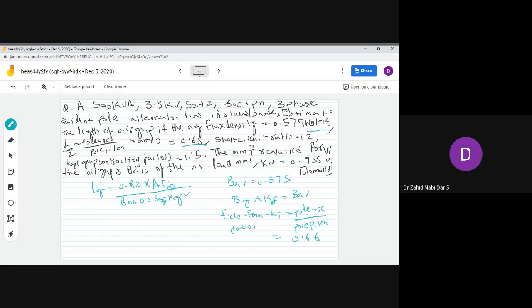It is 0.66. So first you need to calculate the Bg value, not Bav. The Bg value would be 0.575 divided by 0.66, so it will come around 0.87. You just calculate and tell me how much it will come. Around 0.87. Are you getting it, Ratika? Please calculate it and tell me.